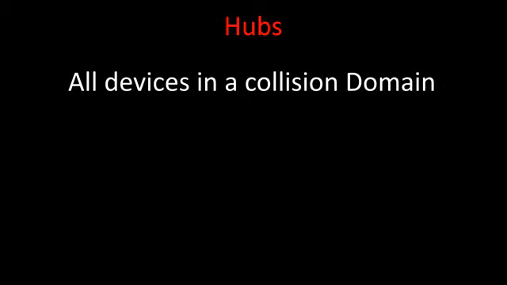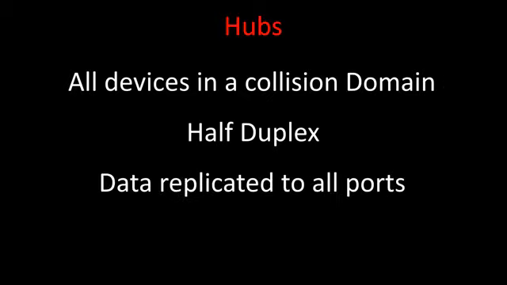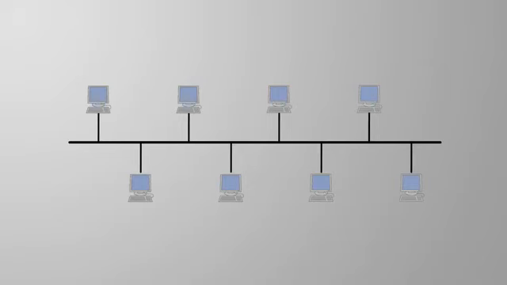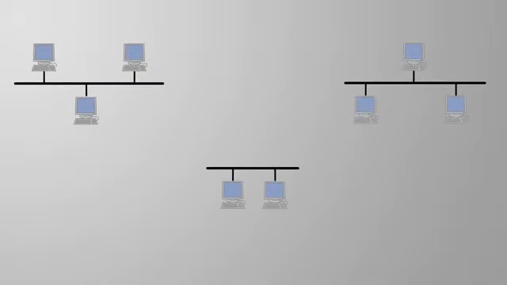Well, we've seen that hubs were an improvement, but they still do have some downsides. All devices are in the same collision domain. They use half-duplex communication, and data is sent out every single port. All this adds up to limiting how far the network can grow. So, to address some of these concerns, network bridges were created. We can take our large bus topology network, and we can break it into two or more smaller networks.